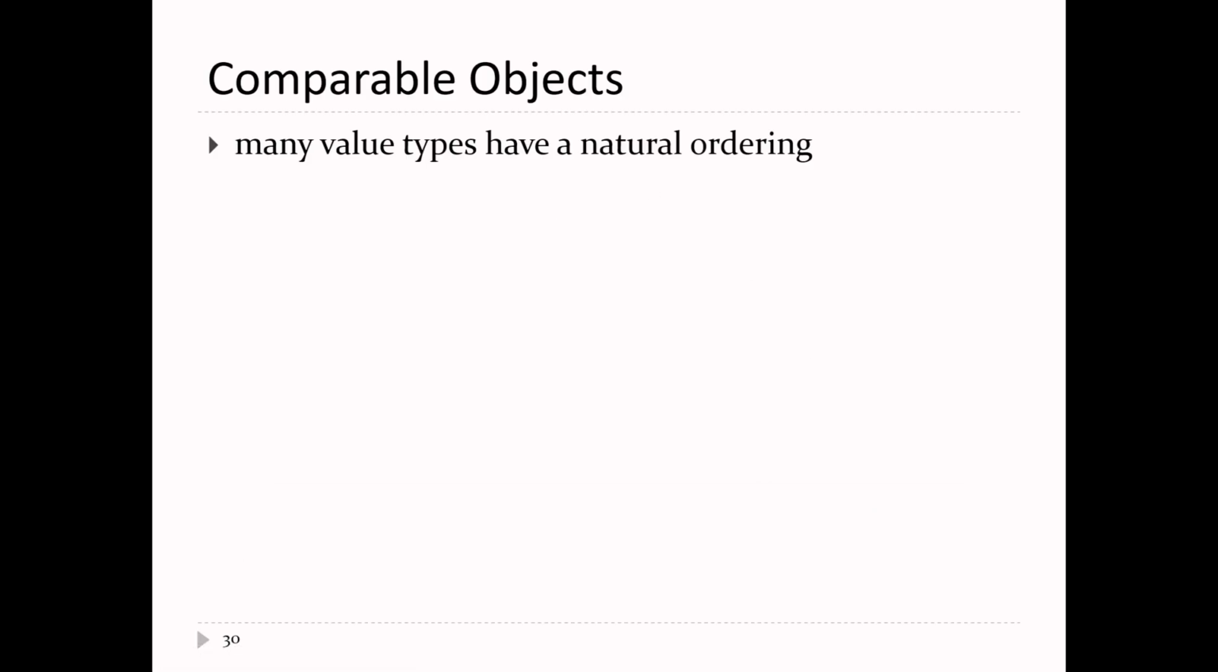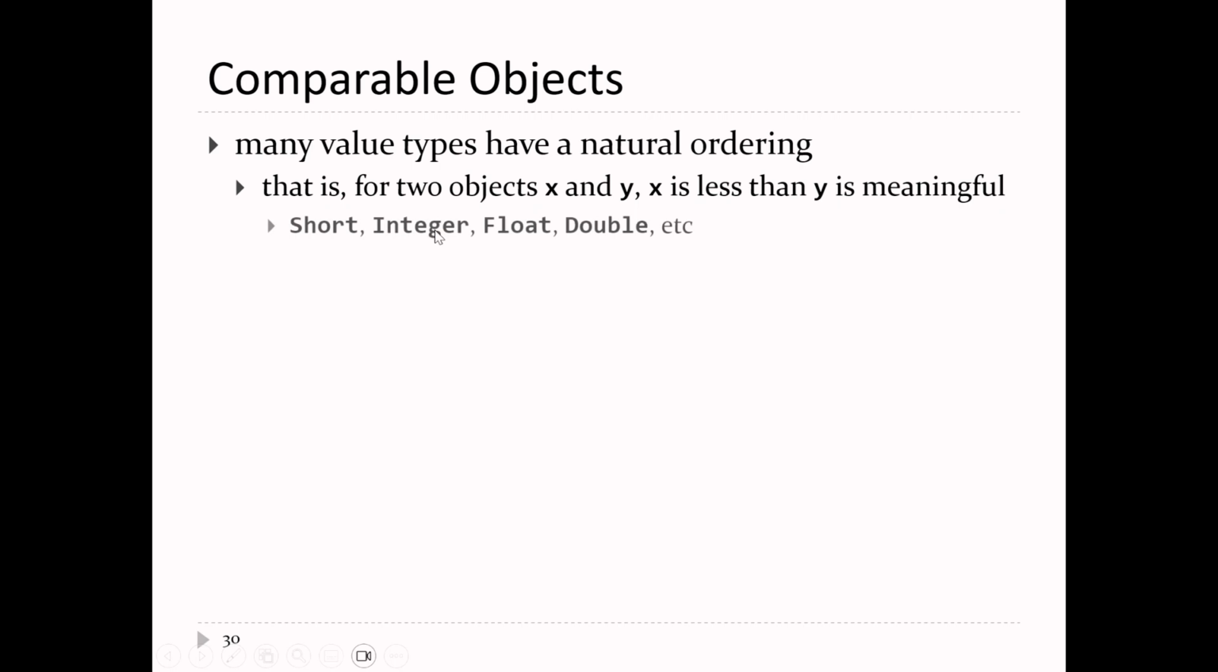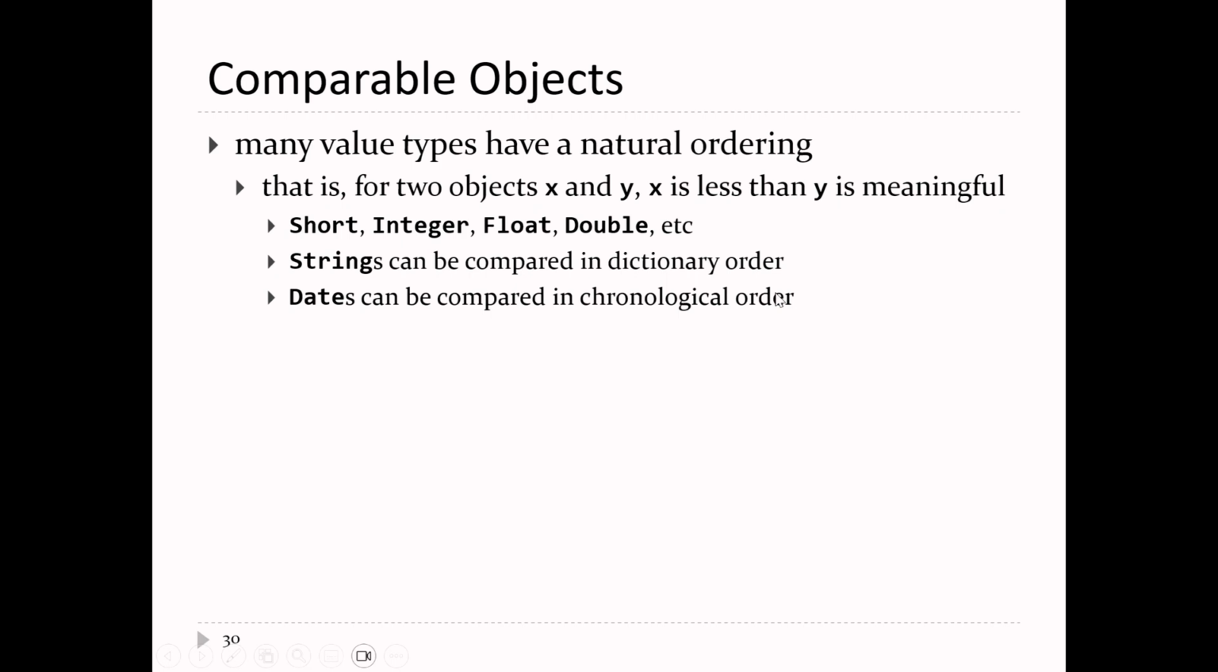So many objects have a natural ordering. Dates you can sort by their time. Short, integer, float, double, those are all objects. You can sort them by their values. Strings you can sort by their dictionary order. Dates can be sorted in chronological order. Now for points, it's not clear how you want to sort points, or even if you want to sort points.